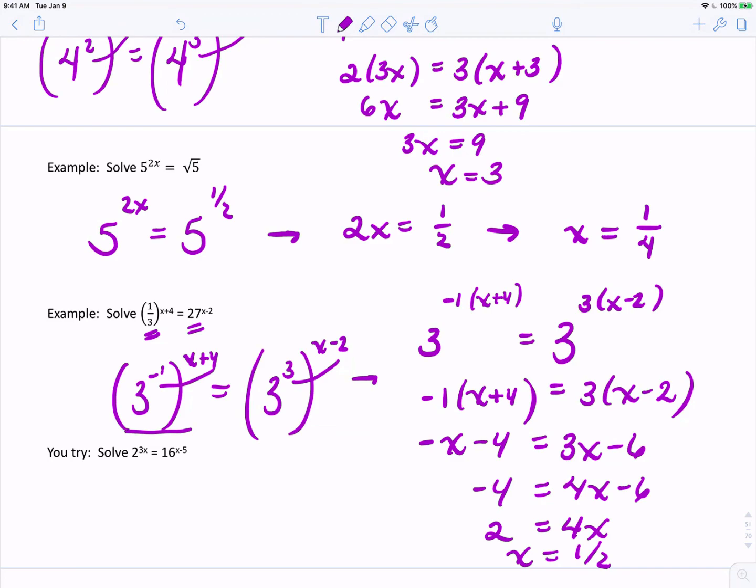So here's one for you to try. I think it's pretty easy to see that your first step is going to be to write 16 as 2 to the 4th power. And then do it the same way that we've done the other examples.